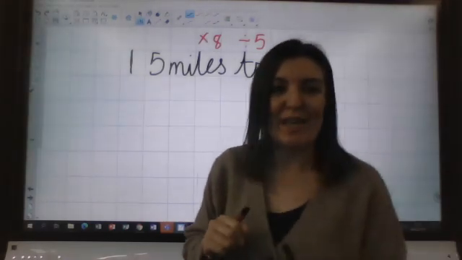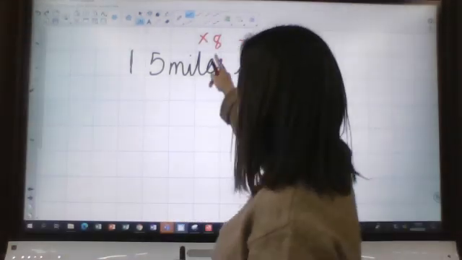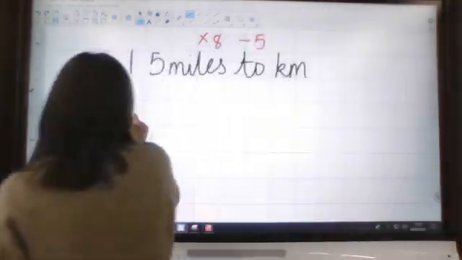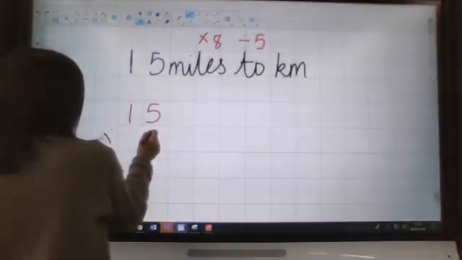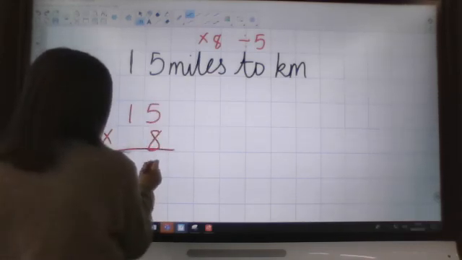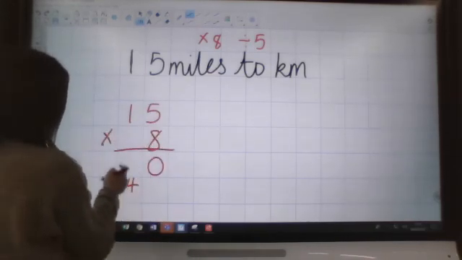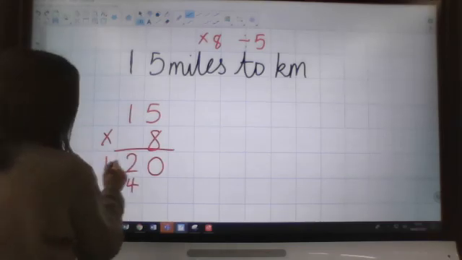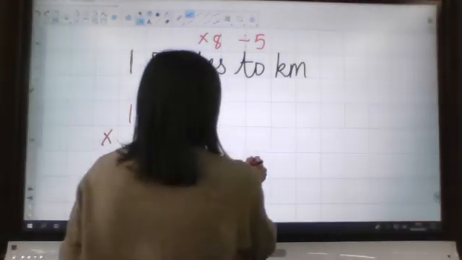Right, let's see how you did. So we've got 15 multiplied by 8. So you might want to do a little short multiplication. So 8 times 5 is 40. 1 times 8 is 8 plus 4 is 12. And then we've got to divide that by 5.